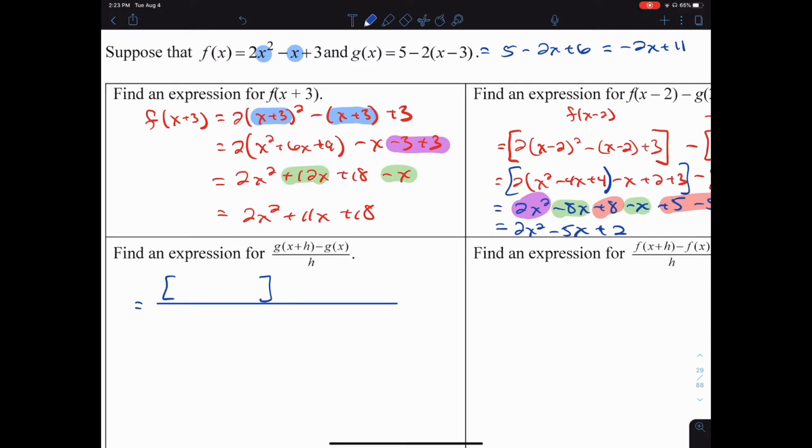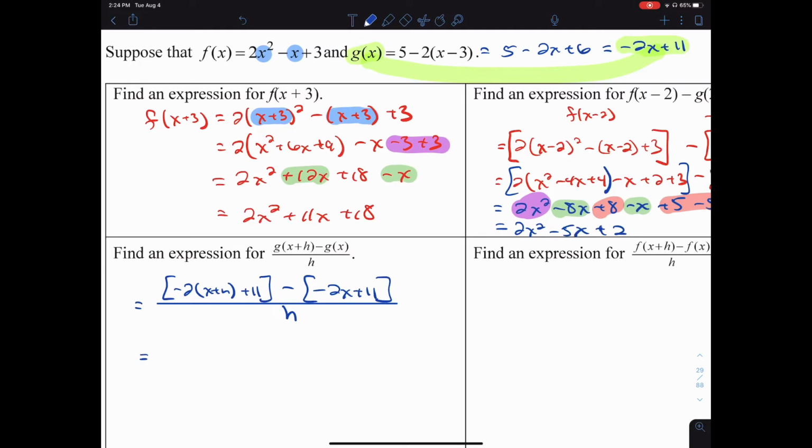replacing all the x's with x plus h. Then subtract from that function g in its original form. So we got negative 2 times x plus h plus 11. We're subtracting from that the original g of x, which is negative 2x plus 11. When I say original, I am using the simplified version, which is negative 2x plus 11. It's going to make everything simpler if I do that. This is all over h. Once again, this is g of x plus h, which is what this is. This is just g of x. This whole thing's over h.